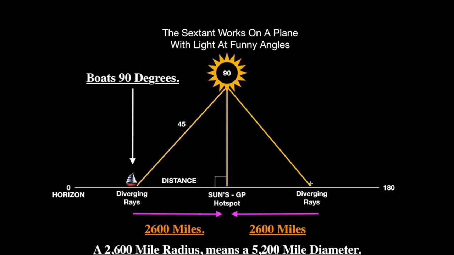So let's just say you have a second one, and this one is 5,200 miles, your second one is 6,000 miles, and your third one is 10,000 miles. That would be 5,200 miles in one direction, 6,000 miles in another direction, and a 10,000 mile diameter in another direction. So that is 3 different diameters of equal circles of equal altitude from 3 different celestial bodies.